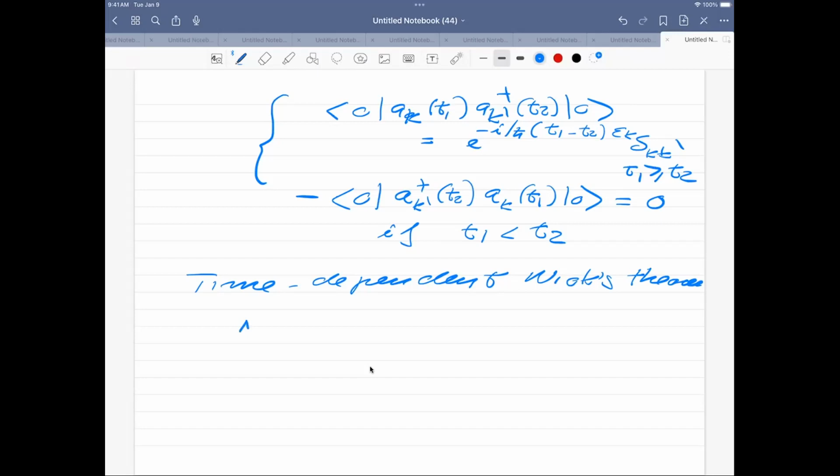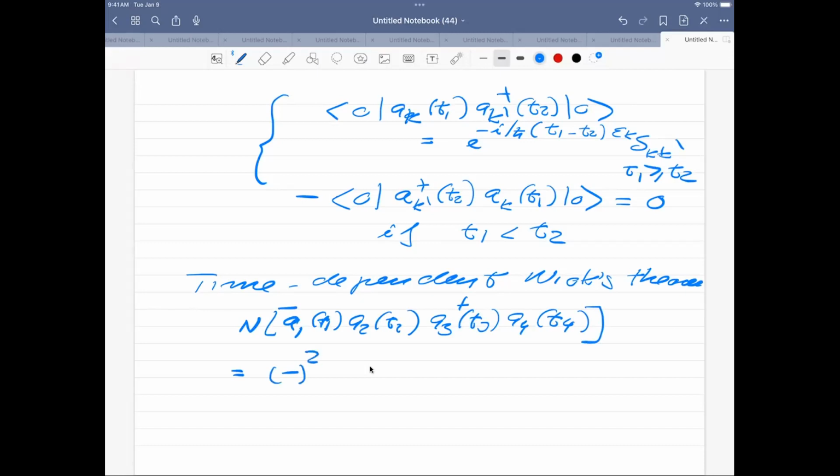So you remember now, if we had a chain of operators which was normal ordered, suppose now we have a chain of operators like A1 at the time T1, A2 at the time T2, and then an A3 at a time T3 dagger, and A4 at a time T4, like that. Then this one would be equal to minus 1 to the power of 2, because I'm modifying this operator. So what you have here does not need to be a time ordered product. Okay, this is just the plain normal ordering which we used before.